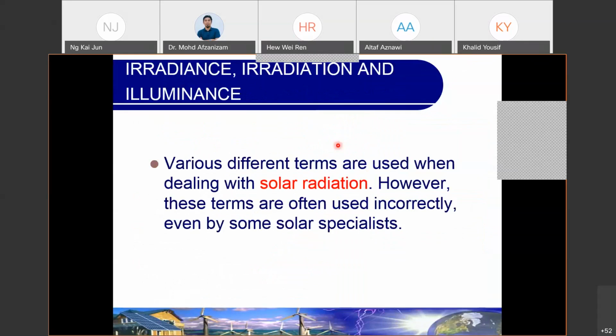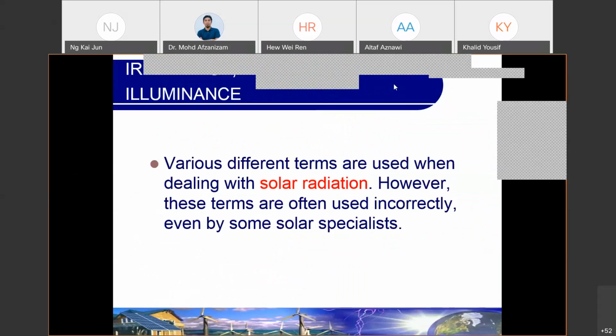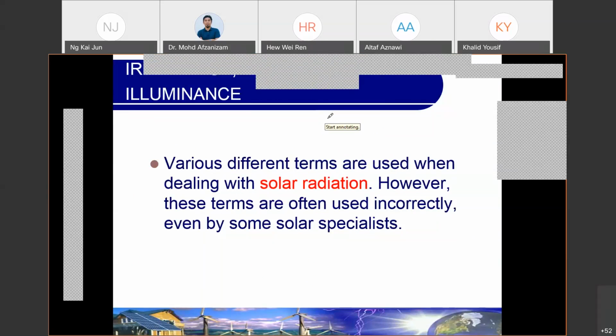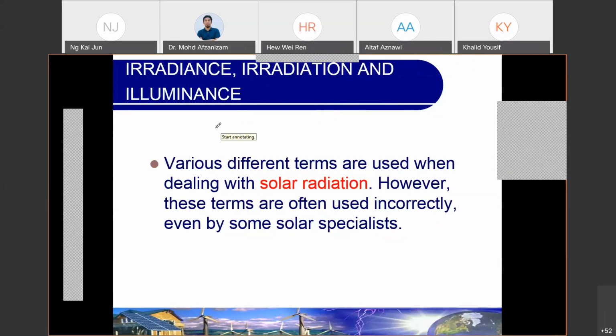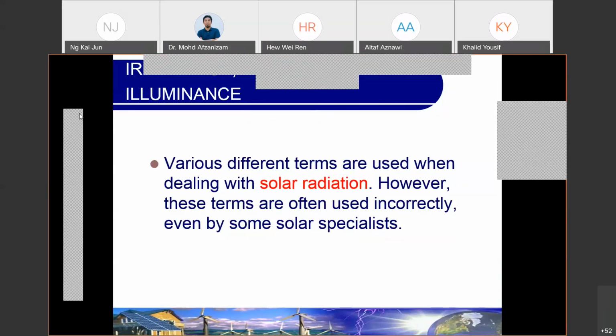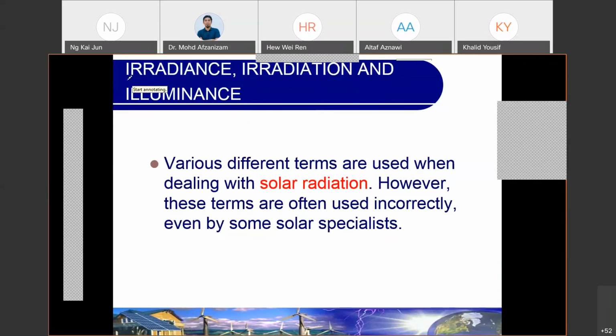Radiance, radiation, and illuminance. These are three different terms that might be wrongly used by the public, or by those who have not taken the renewable energy subject, because these three terms give you a huge difference from each other. Various different terms are used when dealing with solar applications. However, the terms are often incorrect, even by some of the solar specialists.